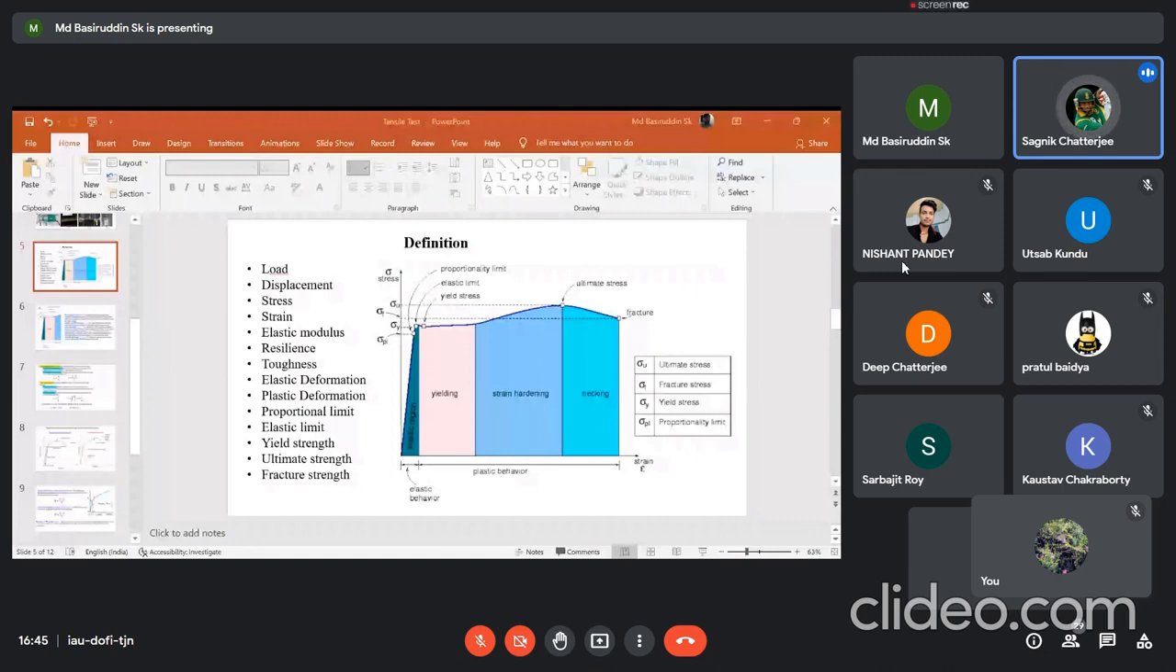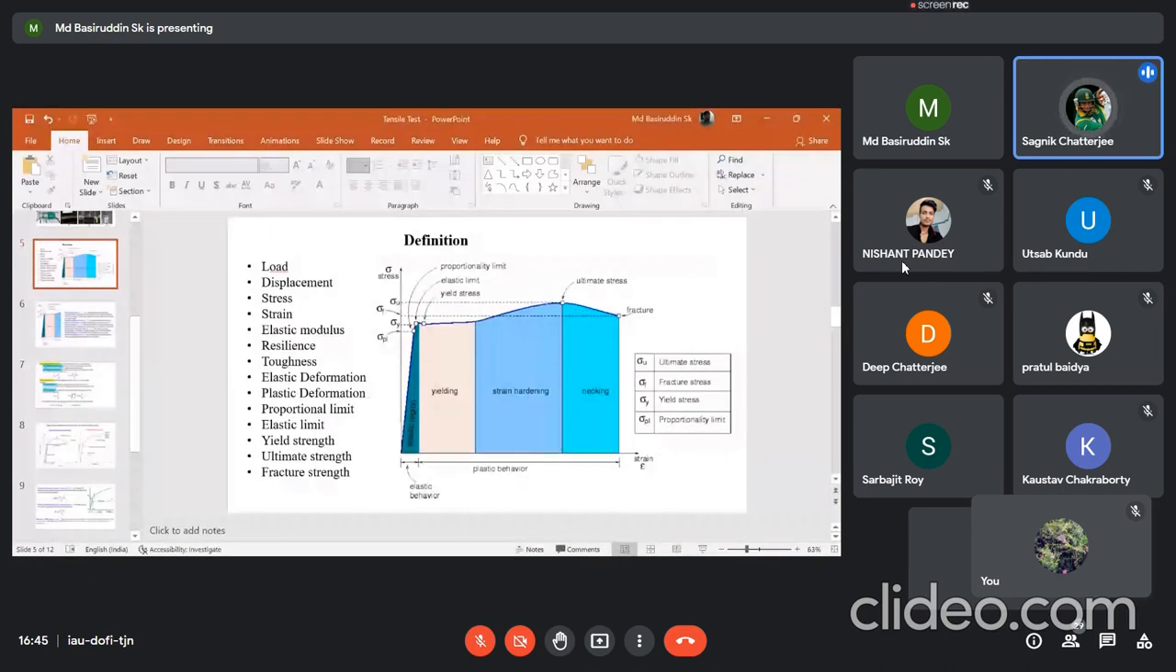So actually, for certain applications, like if I talk about metal forming, then we cannot cross the ultimate stress. But if I talk about machining, then we can exceed the fracture stress. Yeah, very good. Why? Can you please explain why?